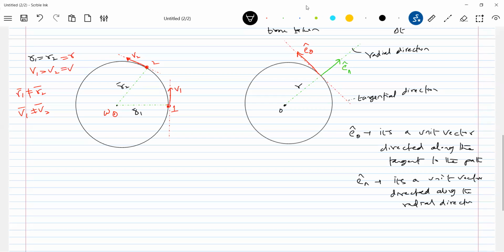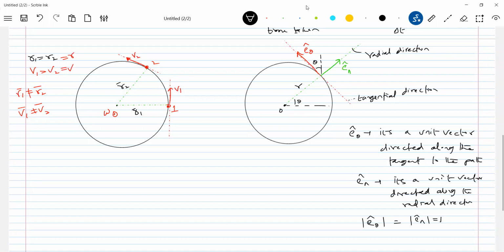So what is the distance? This is r. Let this be theta. What is the magnitude? As they are unit vectors, what should be the magnitude of them? It should be equal to 1.